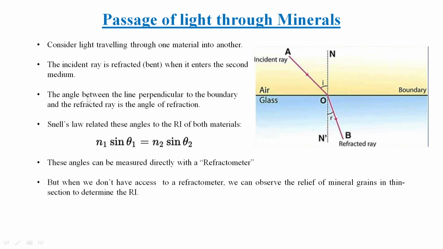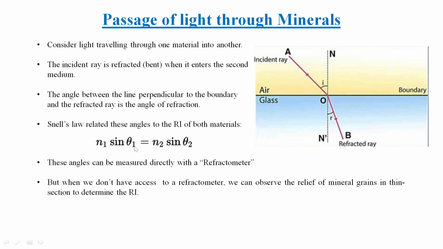The thin section that you have made. So the angle between the line perpendicular to the boundary and the refracted ray is the angle of refraction. Your Snell's law simply relates these angles: the angle of incidence, that is i, or can also be referred to as theta 1, and the angle of refraction, that is the angle of the refracted ray from the normal with respect to the boundary of these two media.